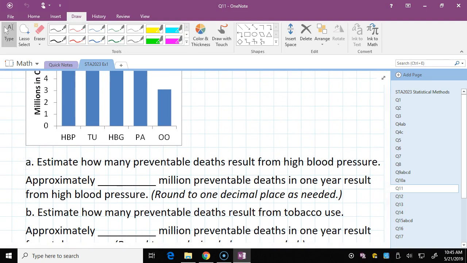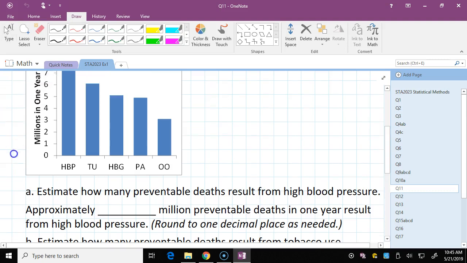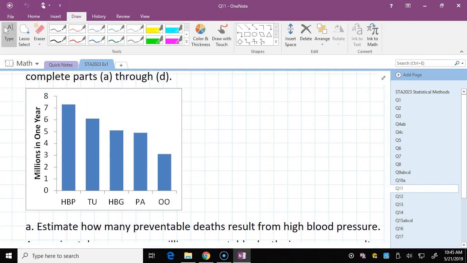So it says, estimate how many preventable deaths from high blood pressure. Okay, it says round to 1 decimal place. Where do you think that bar goes to? Now this bar looks a little bit lower on this graph than what it really is. What does it look like on your graphs? 7.5. Yeah. 7.5 is the answer. It's really halfway. This one looks just a little bit lower than that.